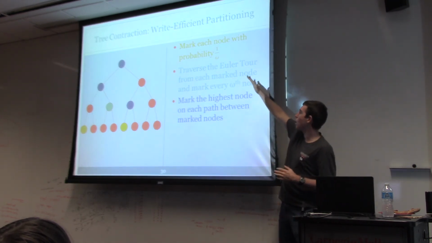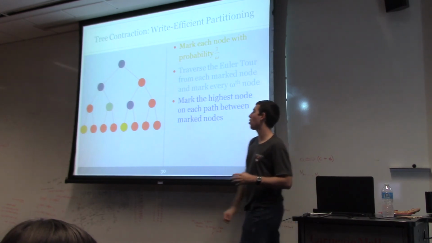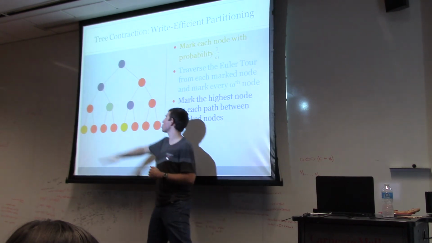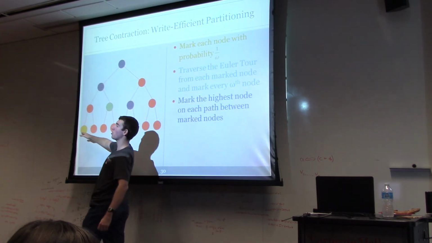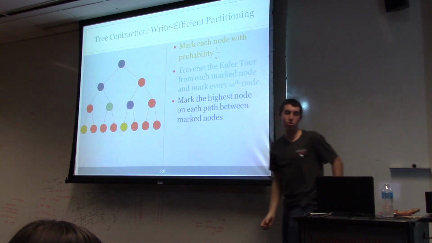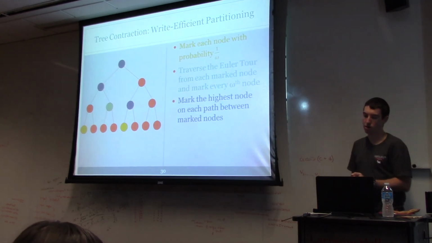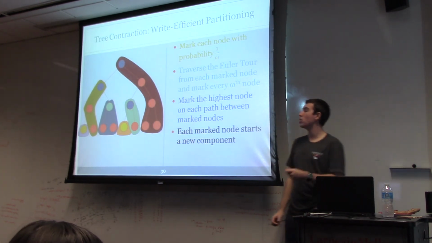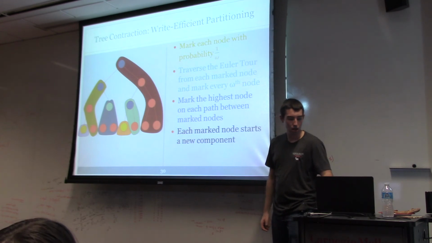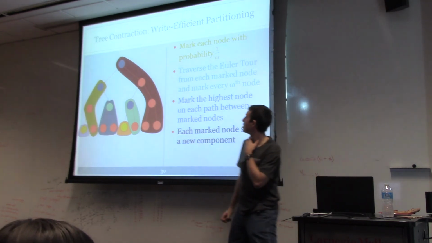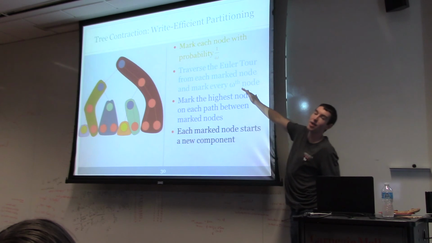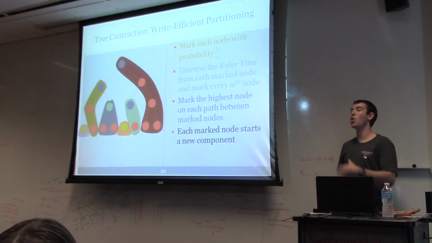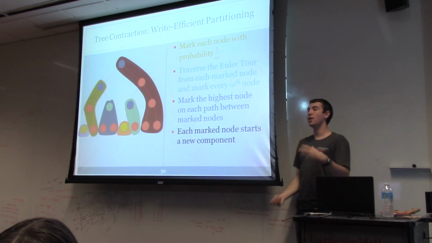Each of these steps can be done in a constant number of writes per chunk, where a chunk is either a coin flip or a traversal from a marked point on the Euler tour to another marked point on the Euler tour. And all of these chunks can be done in parallel. So then, once you have all of these marks, each marked node starts a new component. And since we have marked n over omega nodes in each step here at most, we have O(n/omega) partitions of size O(omega).